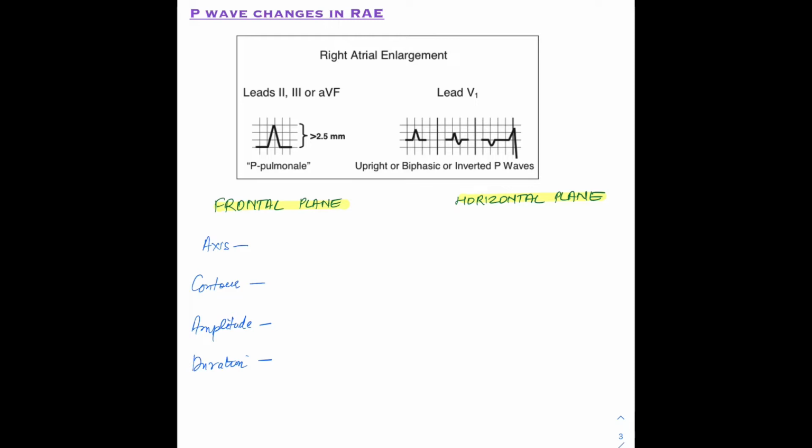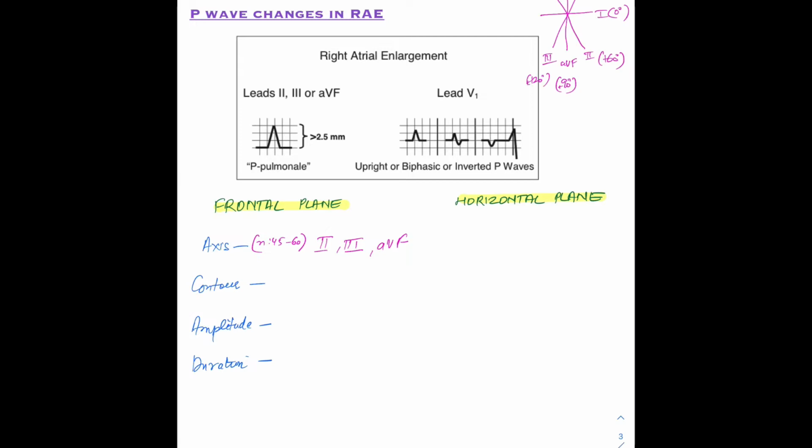So first of all, coming to the axis, we know that the normal axis of the P wave is somewhere between 45 to 60 degrees. But the P wave in case of right atrial enlargement is shifted to the right of plus 60 degrees. Thus the P waves are tall in leads 2, 3 and AVF. If we look at the figure on the right side, which I've drawn in pink, you'll see that, as previously talked about, lead 2 is placed at plus 60 degrees and it's the best lead to see the P wave morphology in a normal heart.